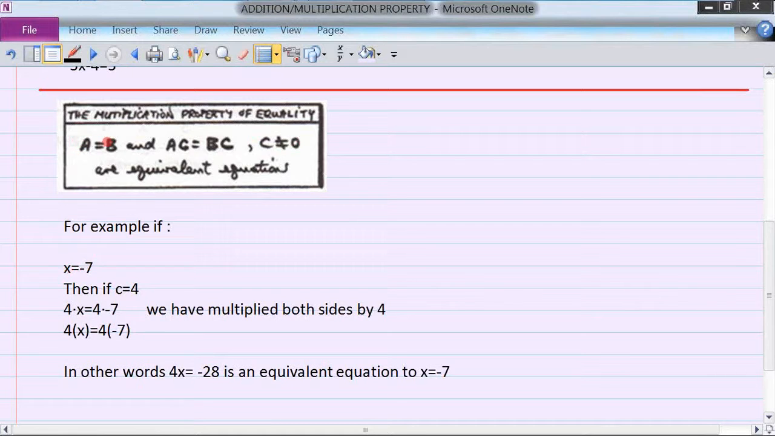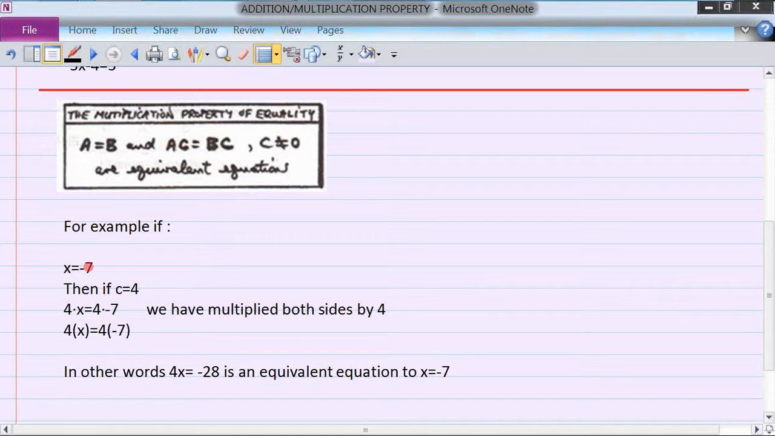So let's say I have x equals minus 7. That represents my a equals b. If I multiply the left side of the equation by 4, I've got to multiply the right side of the equation. Left side, I mean to the left of the equal sign. This is the left side, and this is the right side.